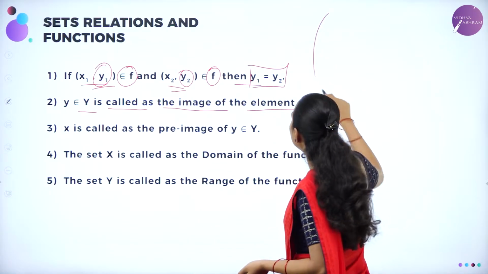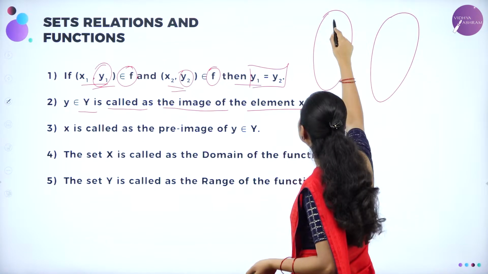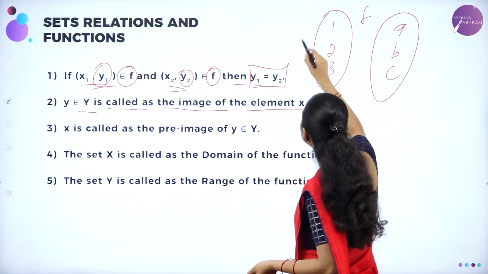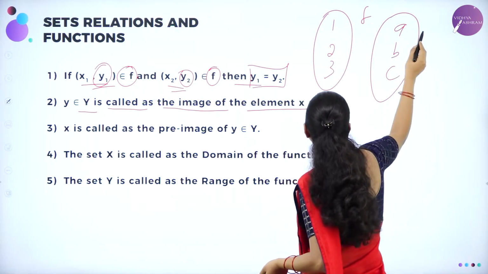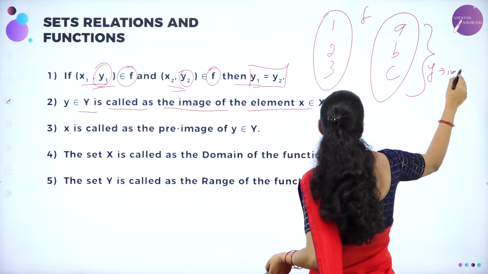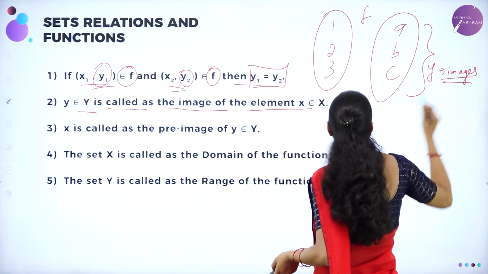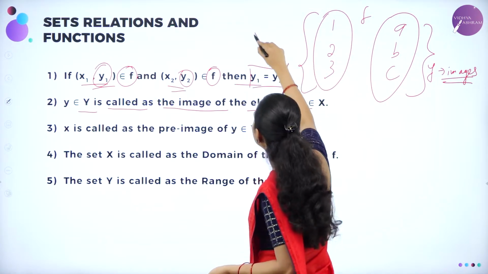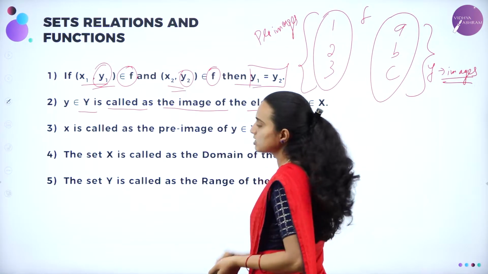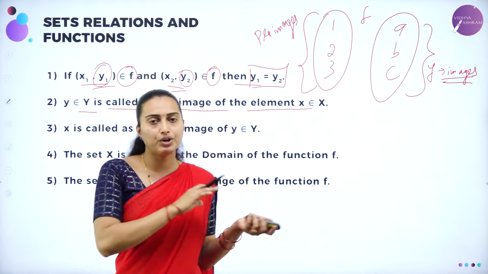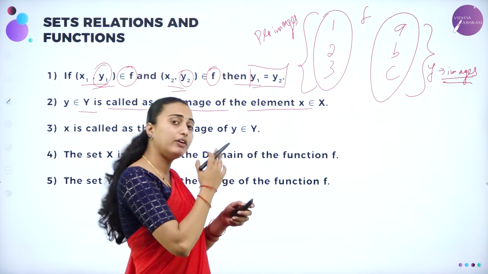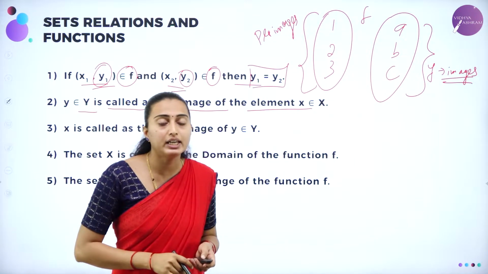So here, if I take this as a set of elements 1, 2, 3 and a, b, c, and this is a function, then these Y elements are going to be known as images, and these elements are going to be known as pre-images. You have to note this down. So elements of Y which you get connected are known as the images, and the elements of X we know as the pre-images.